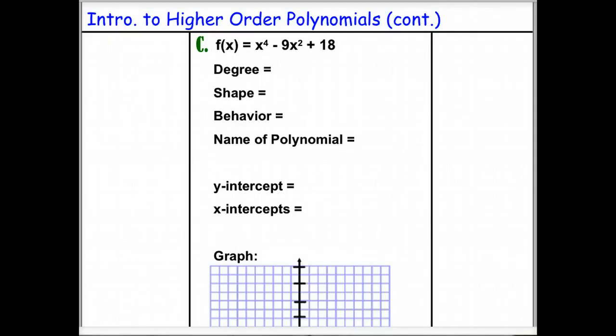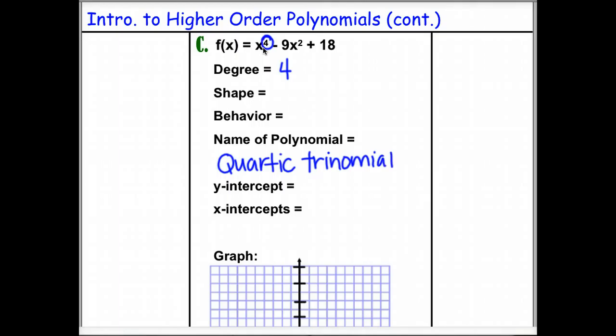We have one final example that I'd like to take a look at. We have f of x equals x to the fourth minus 9x squared plus 18. I see that I have a degree here of 4, which means, and I'm going to skip down to the name of the polynomial, that it is quartic. Remember, quart, 4 of them in a gallon, quartic. And there are 3 terms, which makes it a trinomial.